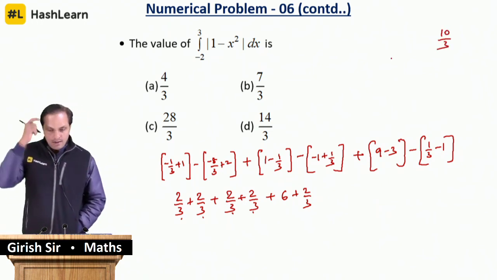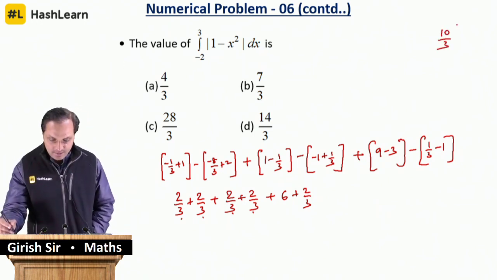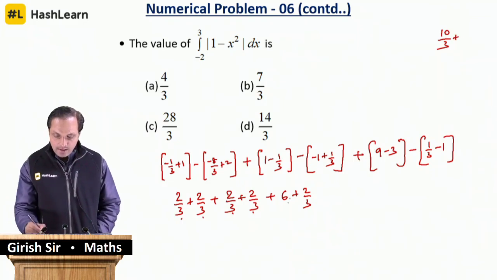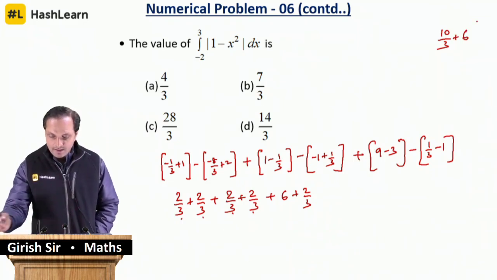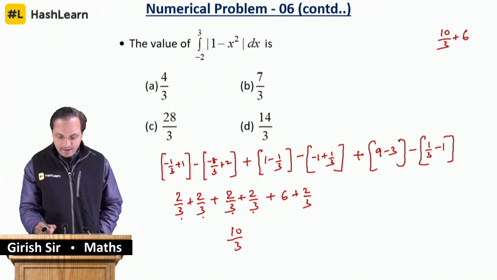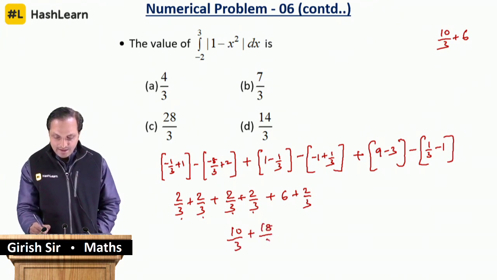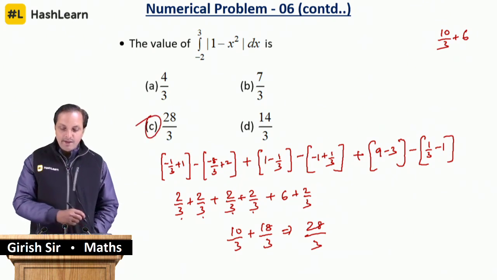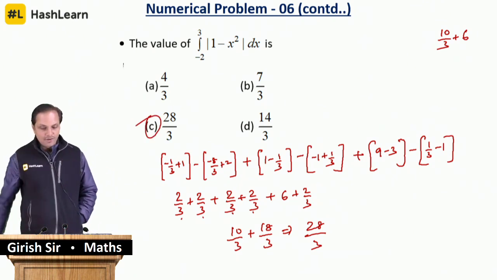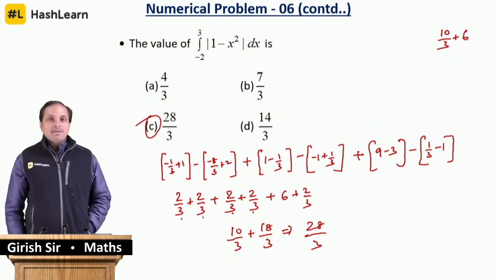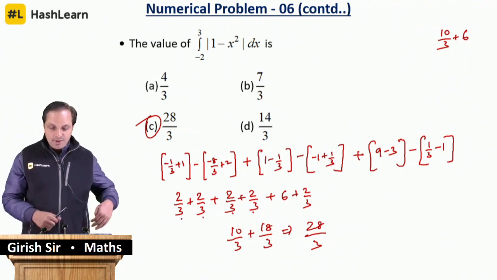Okay, 10 by 3 plus इसको 6 को क्या करेंगे हम, 10 by 3 plus 6 3s are 18 by 3, which is 28 by 3. There is an option 28 by 3. That is the right choice. So that is the simplification part which you should do.